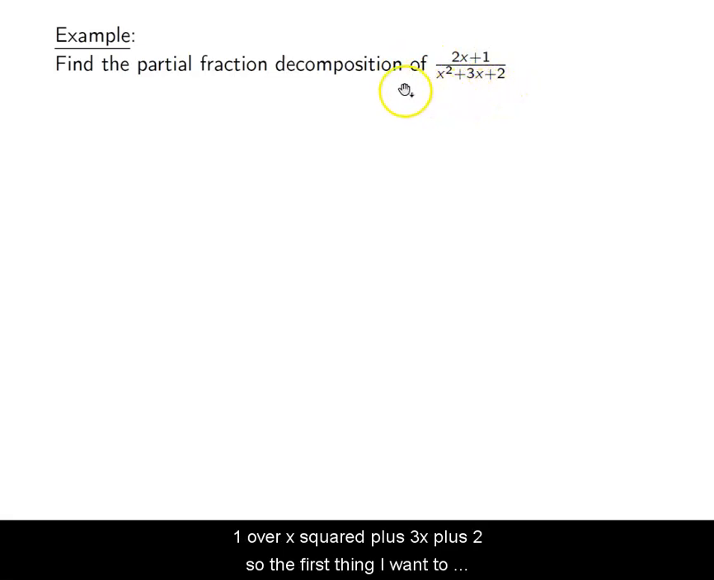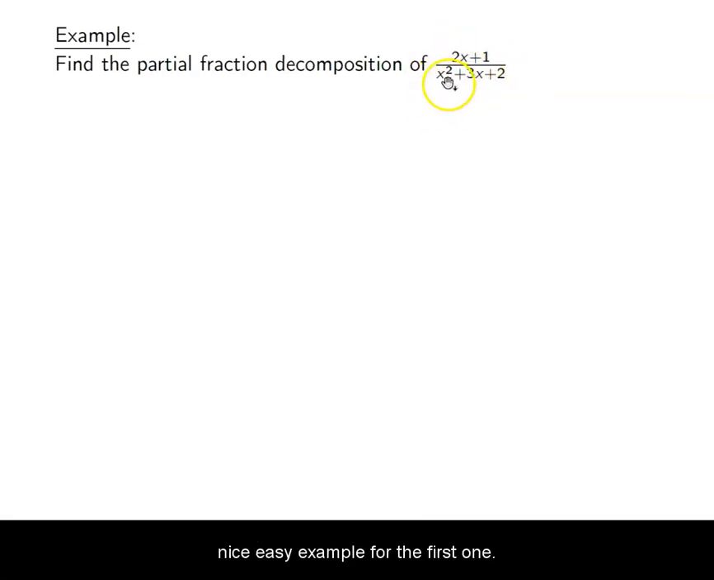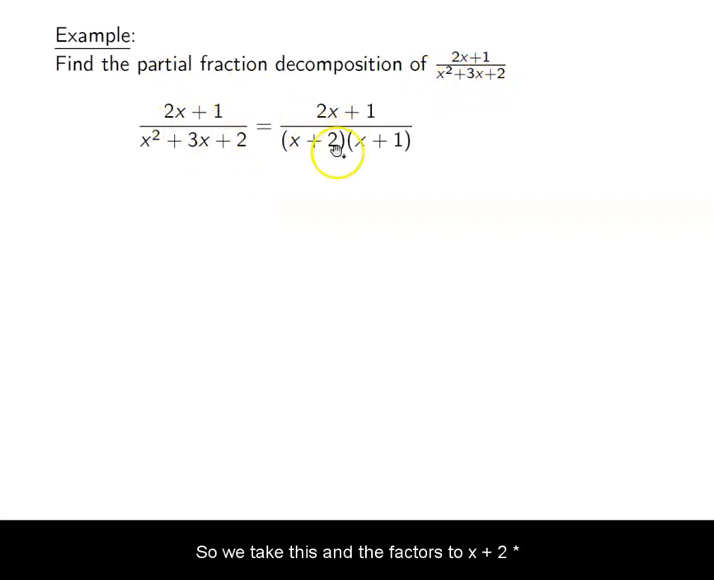So again, the first thing I want to do is factor q. Obviously, the p, the numerator, is not factorable anyways, but even if it was, I would not factor it, okay? So this actually factors really nicely. I chose a nice easy example for the first one. We know there should be x plus 1, x plus 2, okay? So we take this, and it factors to x plus 2 times x plus 1 over 2x plus 1.